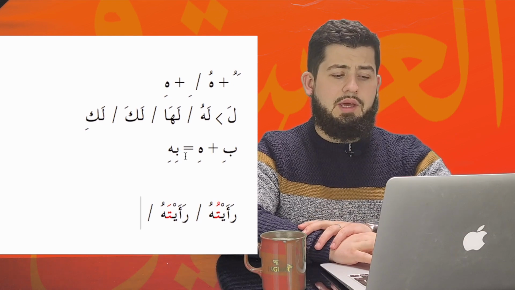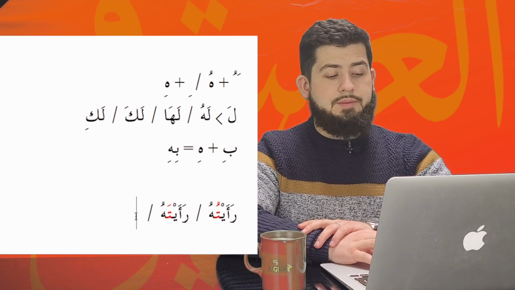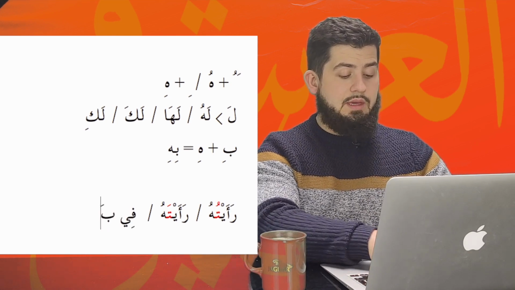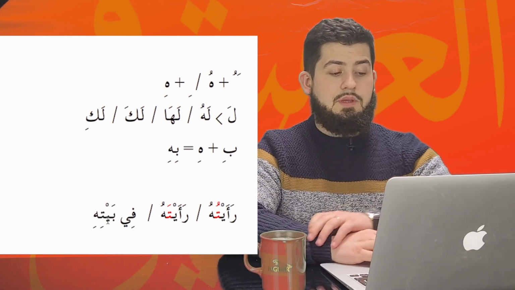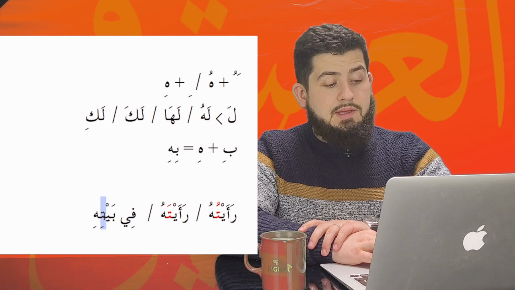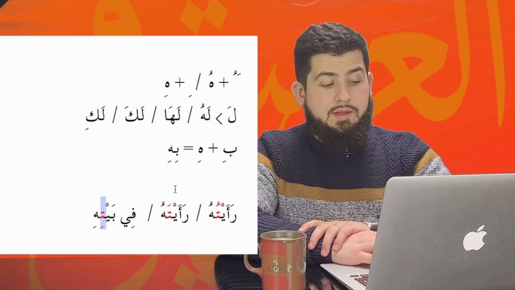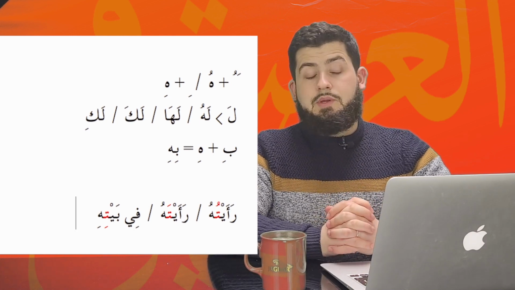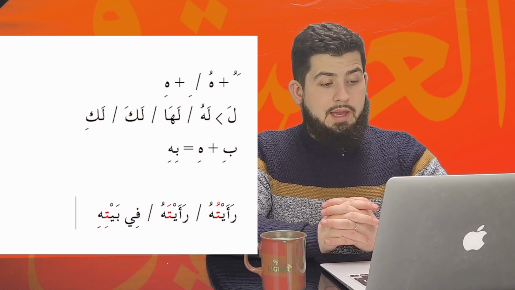And then I'll show you with a word with a kasra before it. We already have one here with bihi, but let's do another example. If I was to say in his house, في بيته. You can see here the word before it has a kasra. So that's how we do it, okay? That's how these particular ones behave.